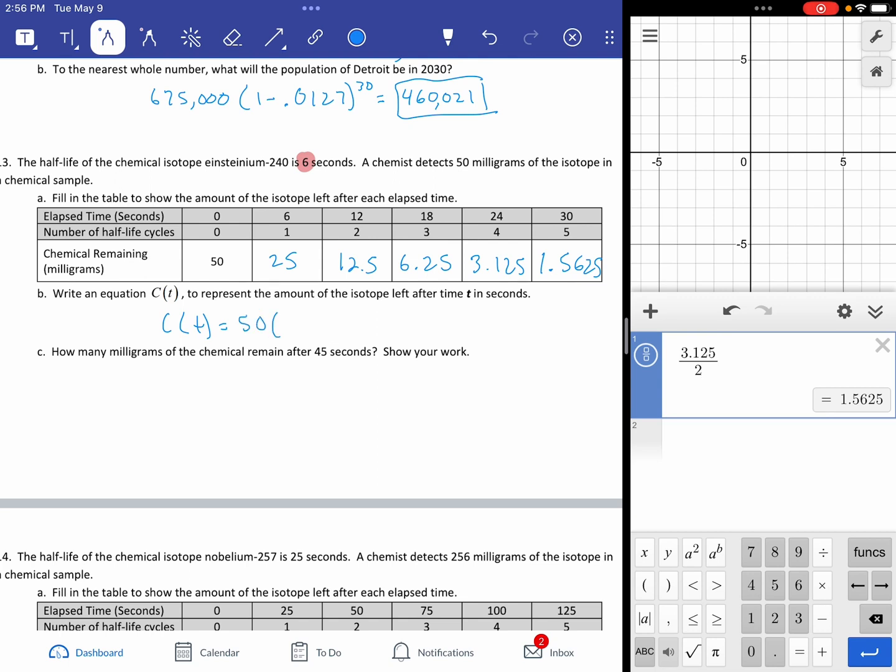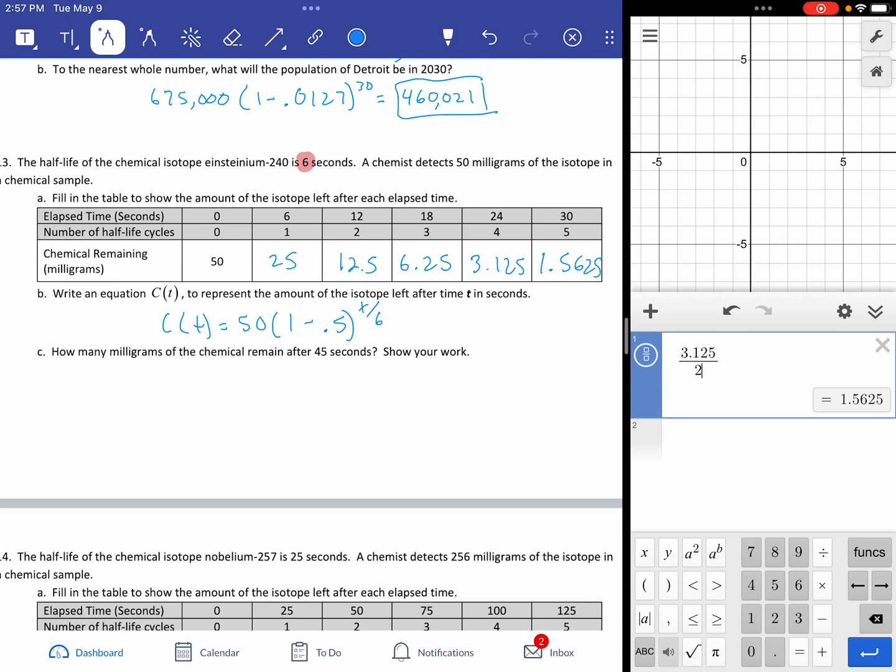All right, a half-life. So I'm taking half of it away. So 1 minus 0.5 to the t divided by our 6 seconds. Okay, so that is our function.